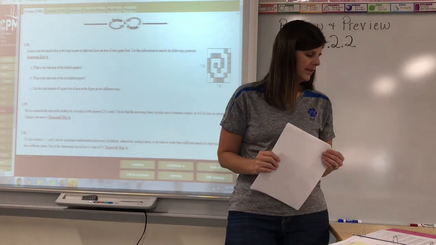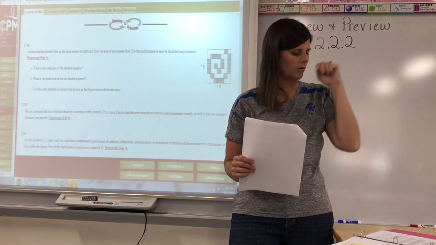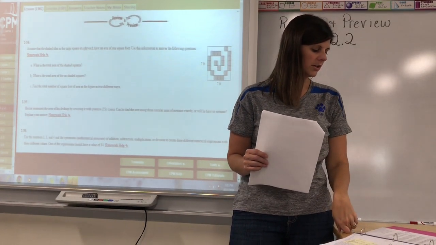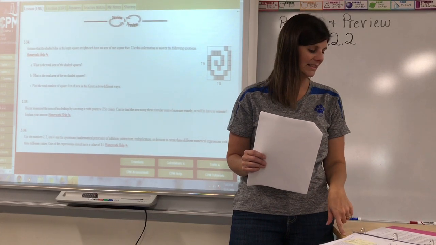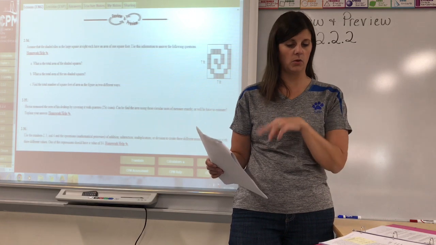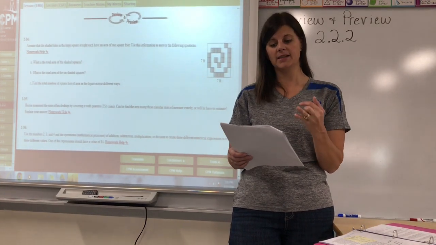Question 35 says Hector measured the area of his desktop by covering it with quarters. Can he find area using these circular units of measure exactly, or will he have to estimate? So if he's going to cover the top of his desk with quarters, is he going to know the exact area, or will it have to be an estimate?